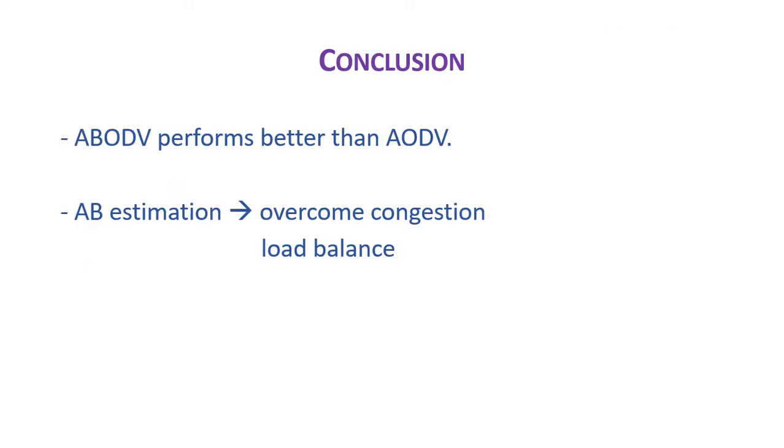As a conclusion, in this work, ABODV protocol was introduced and its core architecture was described, and it was found that it performs better in networks with dynamic traffic and is more scalable than AODV. Estimating the available bandwidth offers us the ability to overcome congestion and to achieve load balance over the network paths.